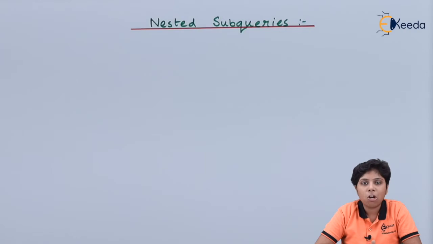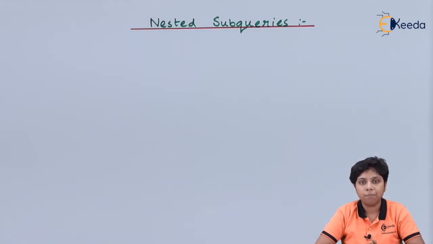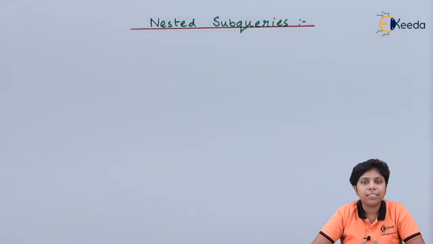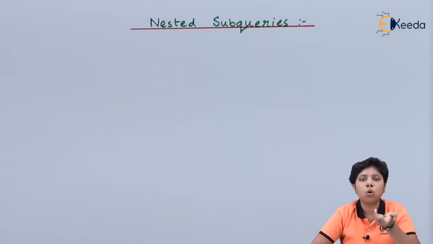A nested subquery or query is putting a query inside a query. That means the result of a query will be fetched as an input of another query. So that it can be a set, it can be a single value, anything as the input of this outer query. So the terms outer query and inner query go accordingly, with the result of the inner query being the input of the outer query.